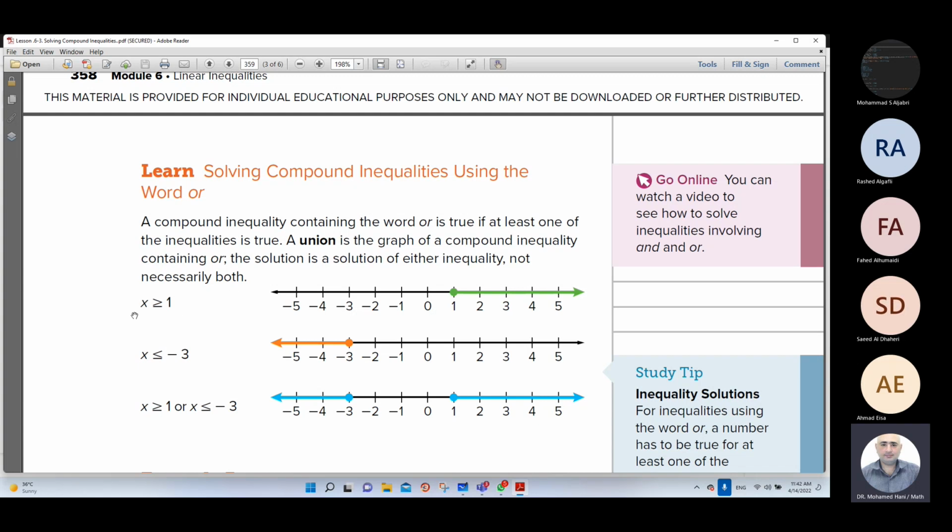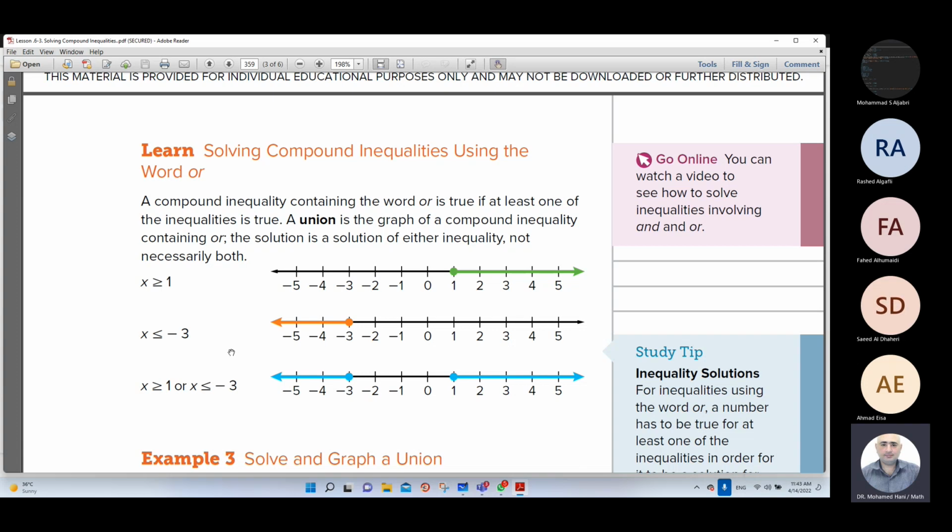Let's see. The first inequality: x greater than or equal to 1. Draw the number line, represent 1, use a shaded circle because you have equal here. Then the direction of x greater than is to the positive side. And the second inequality, x less than or equal to negative 3: draw the number line, then represent negative 3, use the shaded circle because here you have equals, and the values of x less than negative 3.